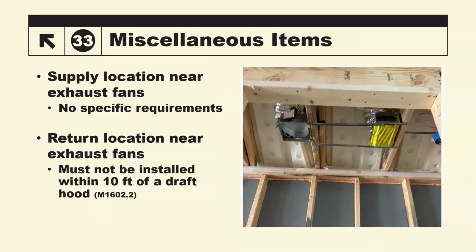And so, as we said earlier, the IRC in chapter 16 addresses the location of returns. So returns can't be put in closets, bathrooms, toilet rooms, kitchens, garages, mechanical rooms, boiler rooms, furnace rooms, or unconditioned attics. So that's really what chapter 16 specifies for return areas. You shouldn't have them in those locations.